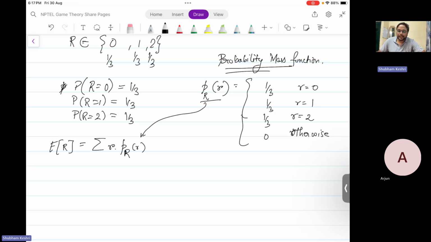For example, in this case, to obtain the expectation of R, the value of R can be 0, so it is 0 times 1/3, plus 1 times 1/3, because R is taking value 1 with a probability of 1/3, plus 2 times 1/3. So this is the expectation of R. You take the probability mass function, multiply it by the value the random variable is taking, and then take the summation.